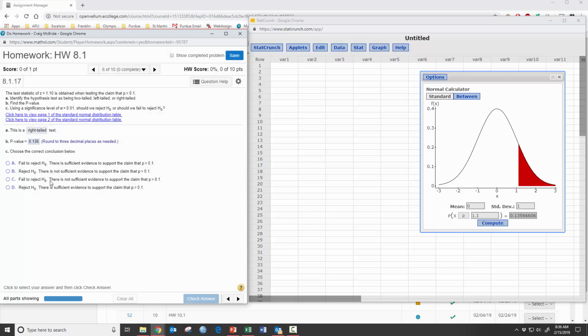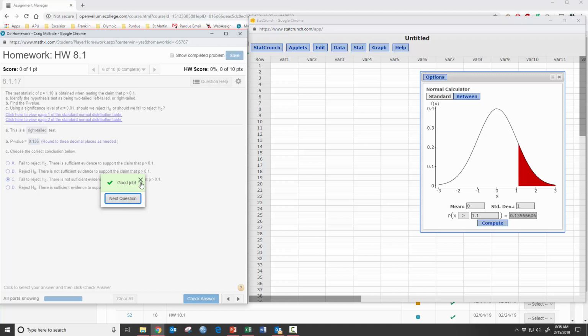And then obviously, if we're doing an alpha of 1%, this is bigger than 1%, so we fail to reject. And if we fail to reject, there is not sufficient evidence to support the claim, right? Because if we fail to reject, that means we're stuck on the null, and the claim is always the alternative. So that's how that one works.